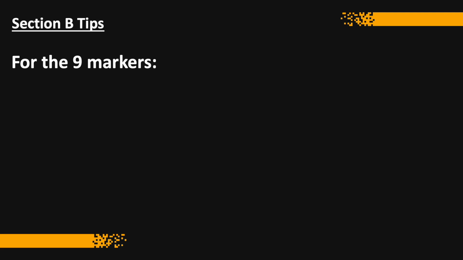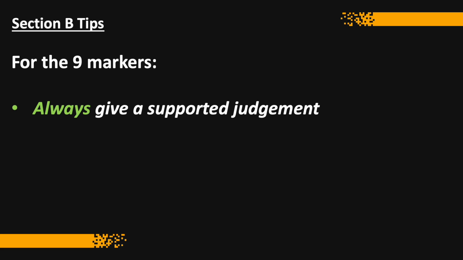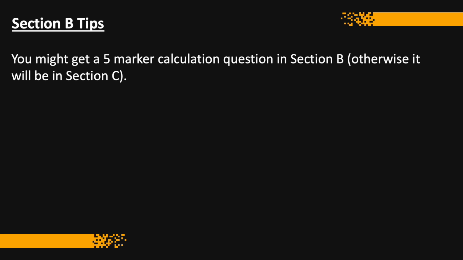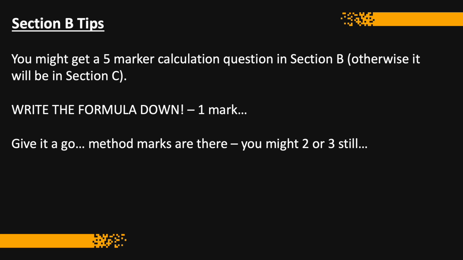Section B tips. So for the 9 marker, always give a supported judgment. Avoid just repeating your points from paragraph 1 and 2 in your conclusion. Section B tips. So you might get a 5 marker calculation question in Section B. Otherwise it will be in Section C. Write the formula down for 1 mark. Give it a go. You might still get 2 or 3.